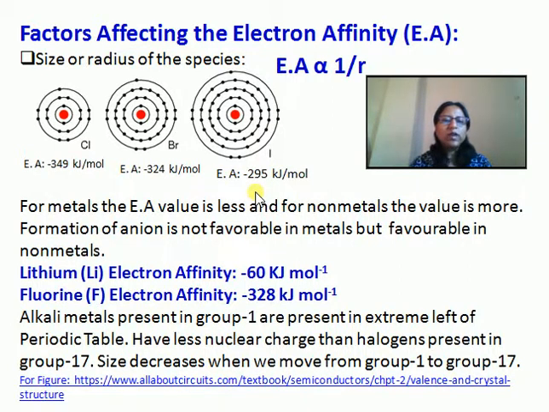So metals will have less electron affinity value, and the non-metals, that is the halogens and other non-metals, will have more electron affinity value. For example, for lithium the electron affinity value is minus 60 kilojoule per mole, and for fluorine the electron affinity value is minus 328 kilojoule per mole. So you can now explain the periodic trend also with the help of this dependence of electron affinity on size of an atom.